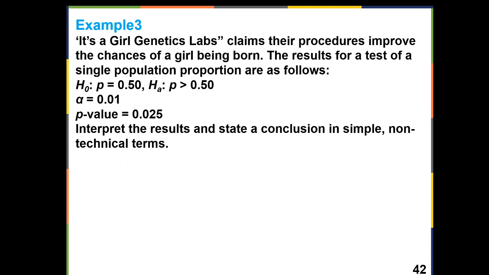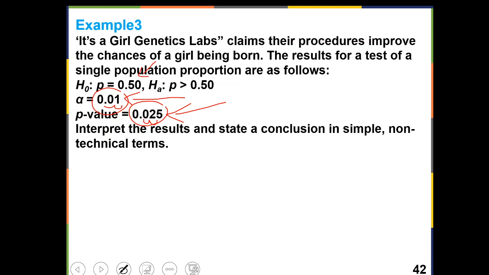All right. It's a Girl Genetics Labs claims their procedures improve the chances of a girl being born. The results for a test of a single population proportion are as follows. We got the null hypothesis, we got the alpha, and we got the p-value. Remember, if p is smaller than alpha, you reject. In this case, we don't reject because this is bigger than that. This is 2.5%, this is 1%. So here we fail to reject the null hypothesis.